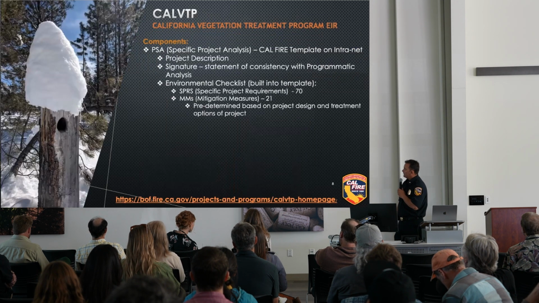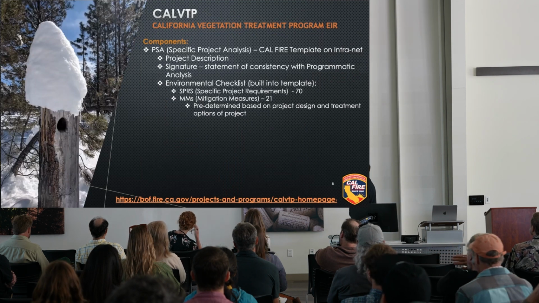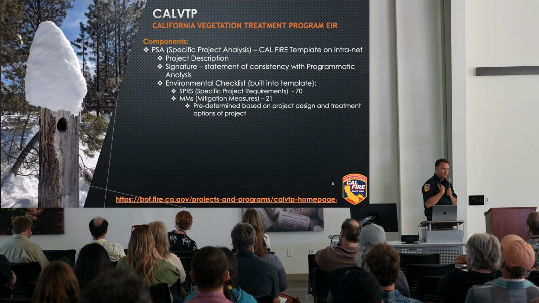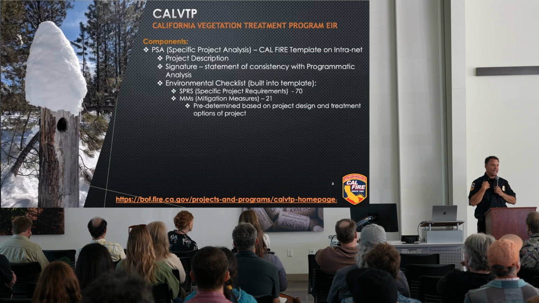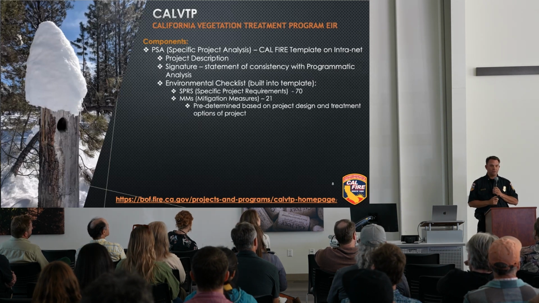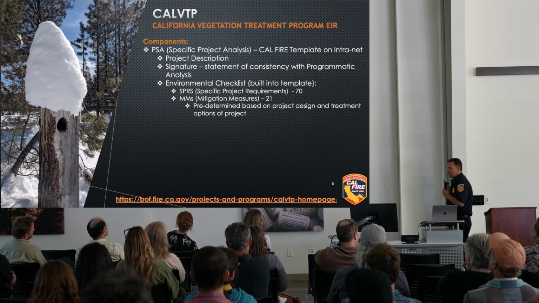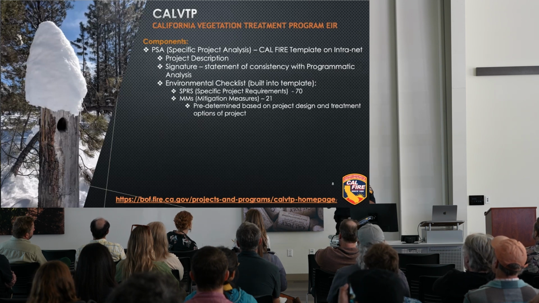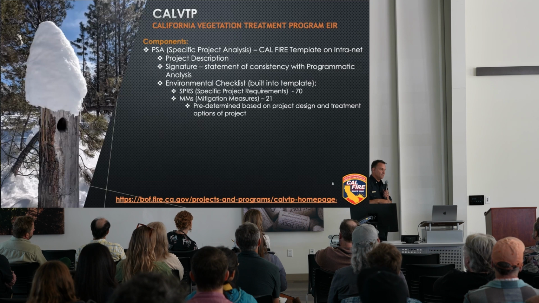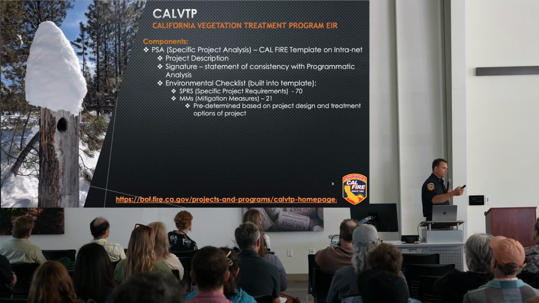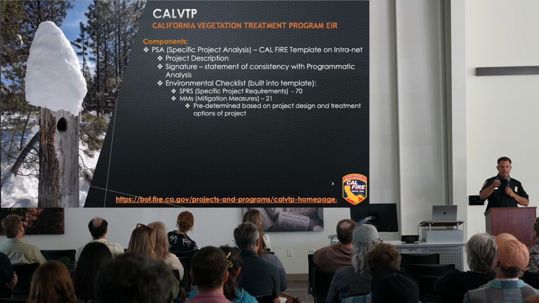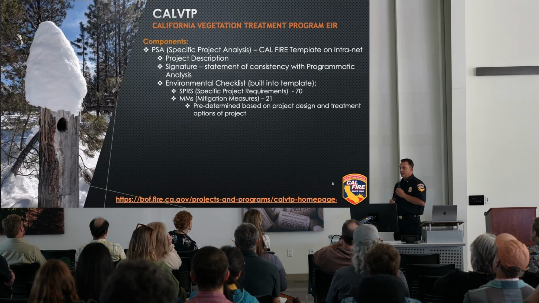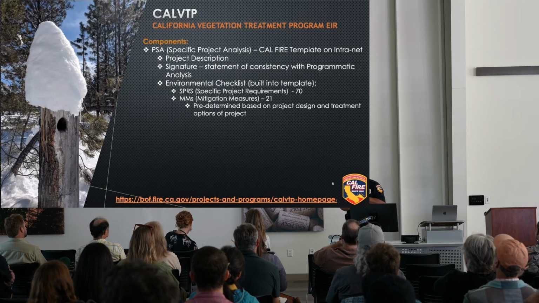So the CAL VTP components include a specific project analysis that we created within CAL FIRE. CAL FIRE is not the lead agency for the CAL VTP, or we are a lead agency, but we didn't create it. The Board of Forestry created it. So working as a lead agency, we can say we are compliant with the Environmental Impact Report. Department of Fish and Wildlife can be lead agency, Water Quality can be lead agency, Resource Conservation Districts can be lead agencies, and the county fire can be lead agency, and say, you're compliant with this Environmental Impact Report. They're the ones that take the risk to be sued as lead agency.